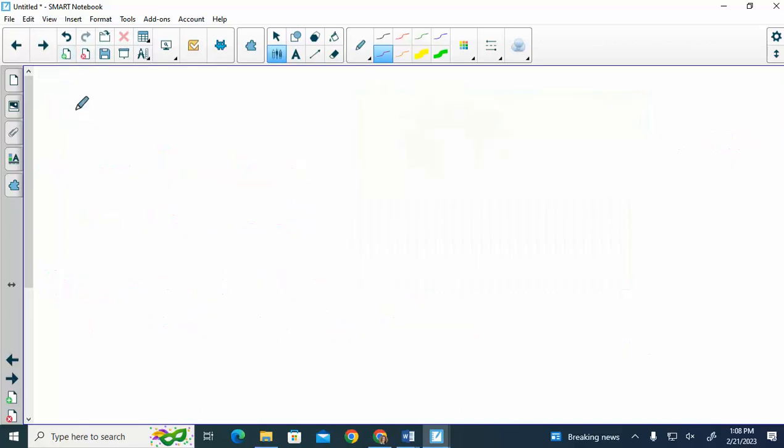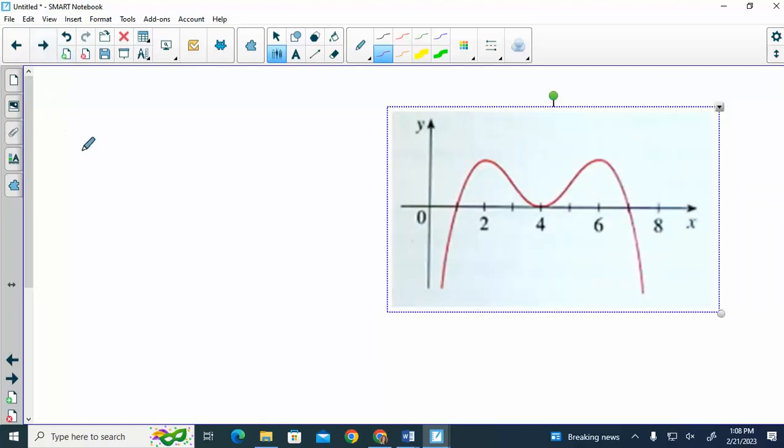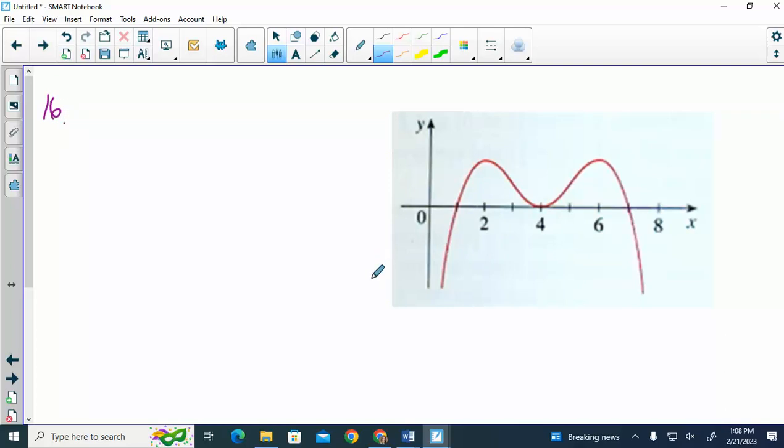Number 16. All right, so this one told us on part A, if this is the graph of our function, we need to find inflection points. So we're finding inflection points every time. Remember, inflection points are when the second derivative is 0. Okay? If this is the original function, inflection points, the second derivative is 0, that's where the concavity changes.